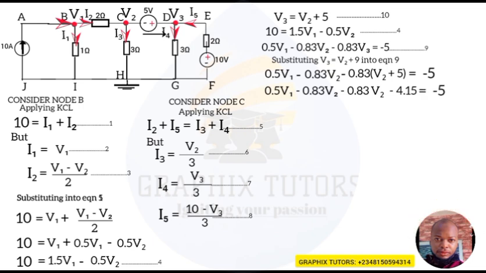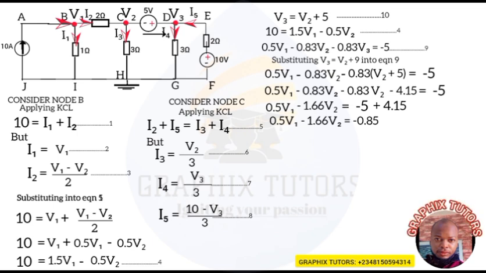So if I move further again, I'll have 0.5 V1, then minus 0.83 V2 minus 0.83 V2 will give you minus 1.66 V2, right? Equals minus 5. I'll take minus 4.15 to the right hand side, and it will become plus 4.15. So 0.5 V1 minus 1.66 V2 equals what? Minus 0.85. I'll term that my equation 11, right?